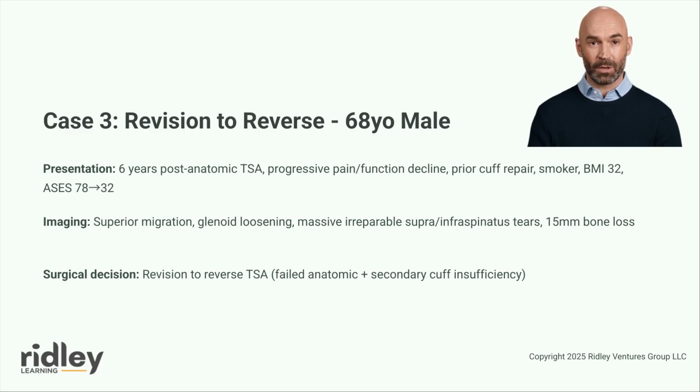Imaging showed superior humeral migration and glenoid radiolucency greater than 2 mm with superior tilt. MRI confirmed massive irreparable supraspinatus and infraspinatus tears with Goutallier 3 fatty infiltration, glenoid loosening with 15 mm superior bone loss, and intact subscapularis.